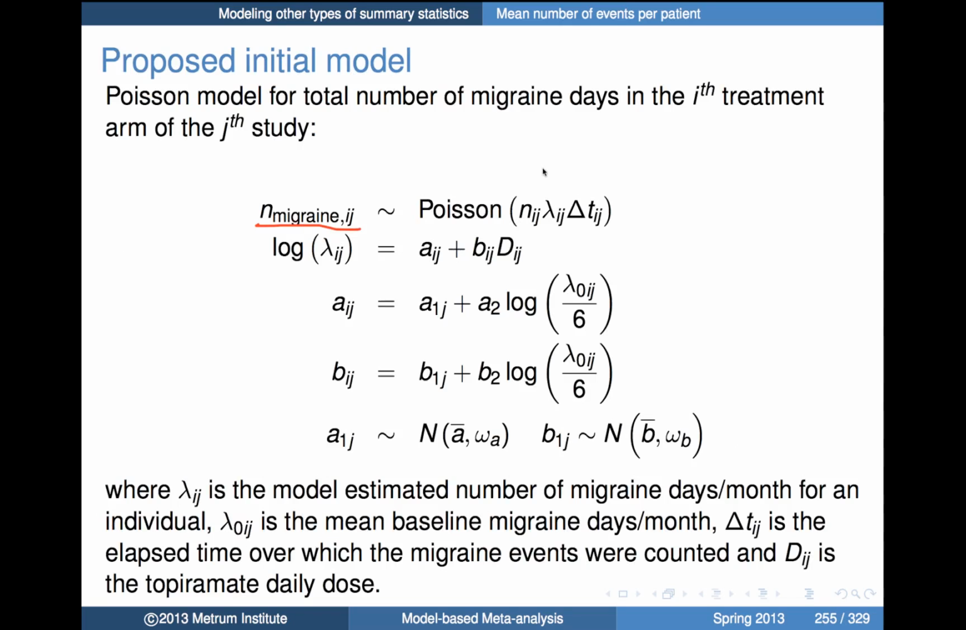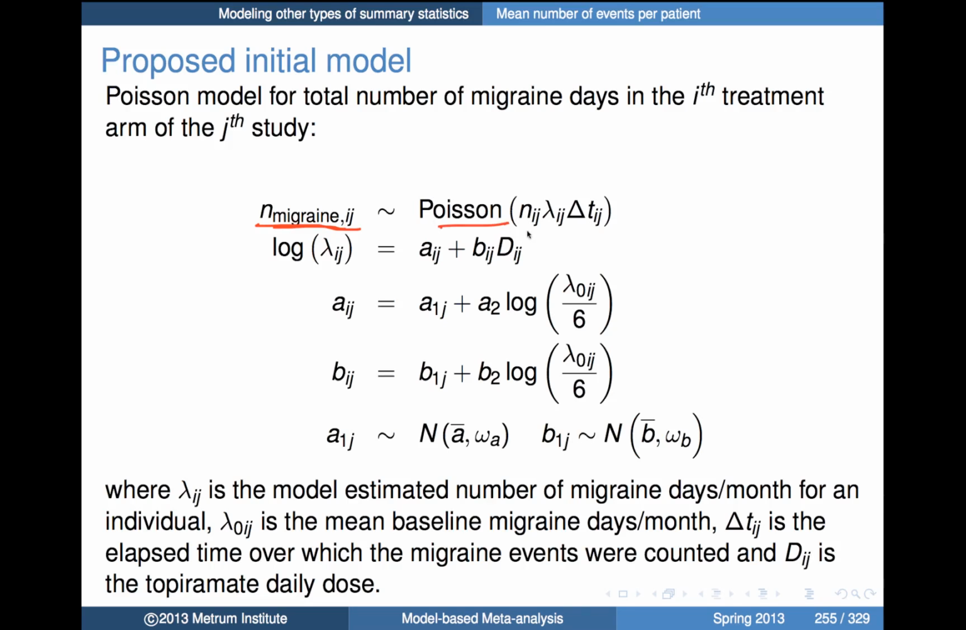That's basically taking the mean number of migraine days per month, multiplying that by the number of patients so that I get the total number of migraine days per month across all of the patients in that treatment arm. And in turn, I multiply that by the duration of observation in months so that it becomes the total count for that group of patients during the period they were within the study. So that's what this N is. In fact, I parameterized it in those terms.